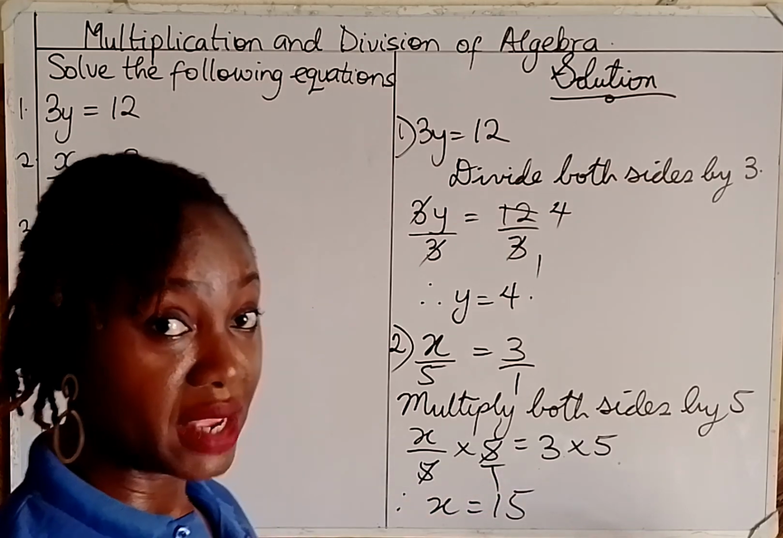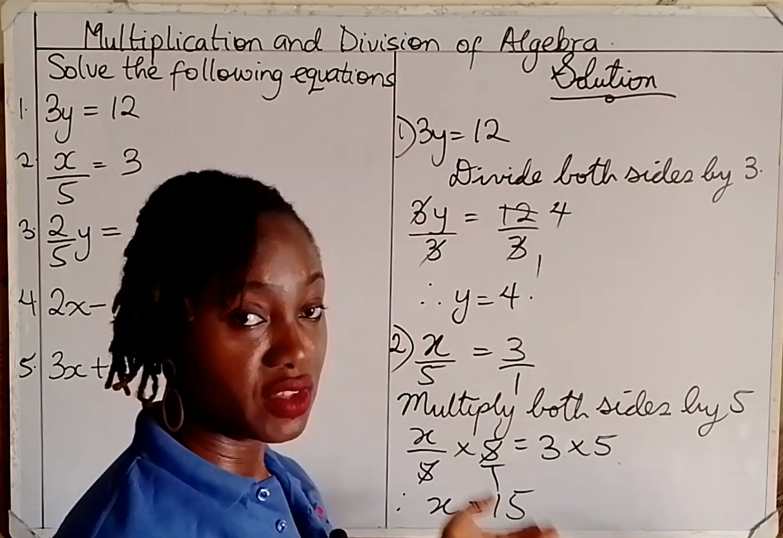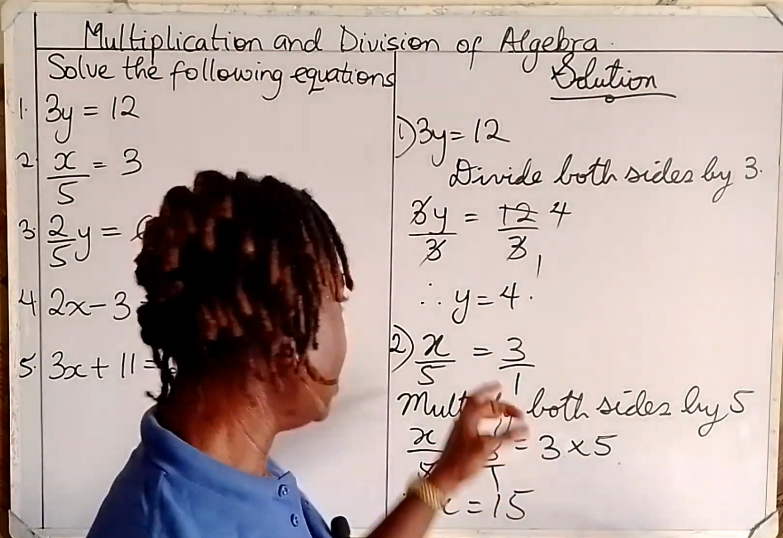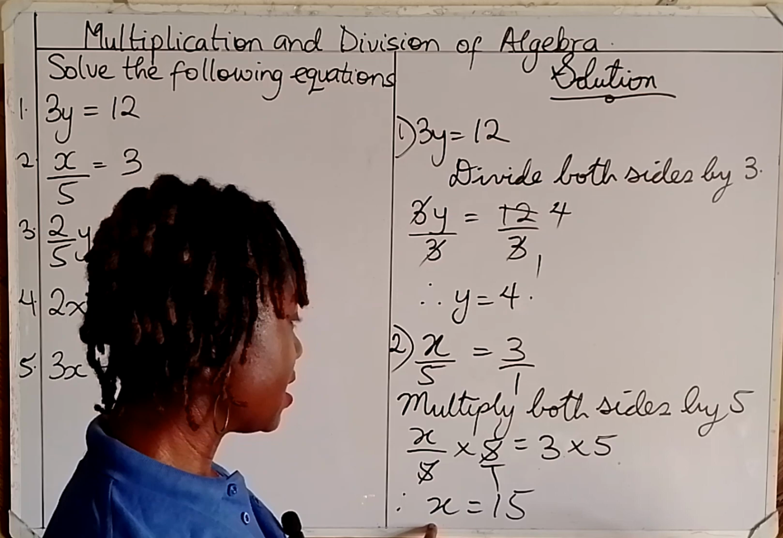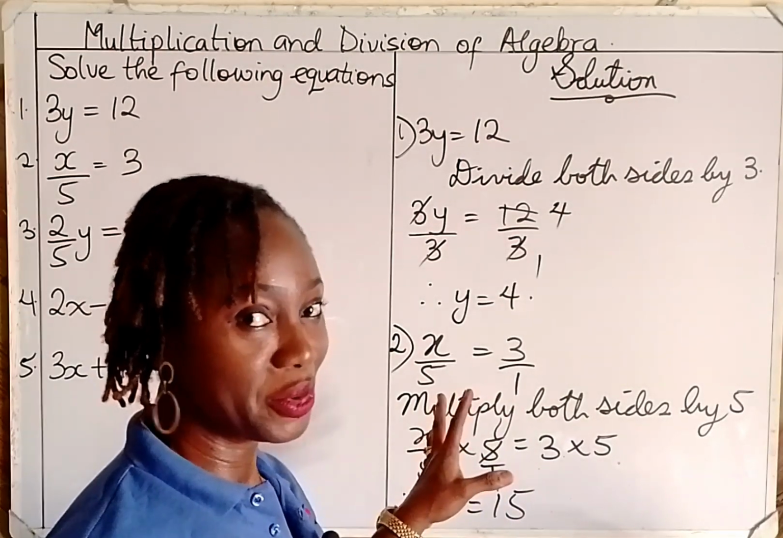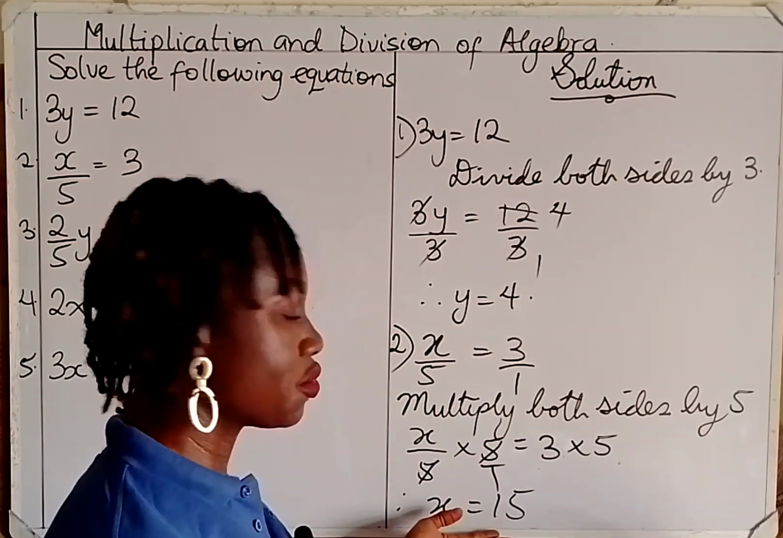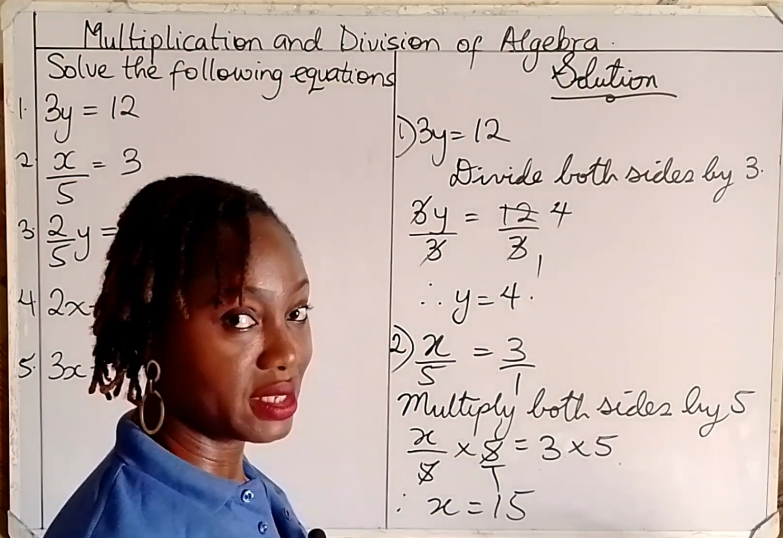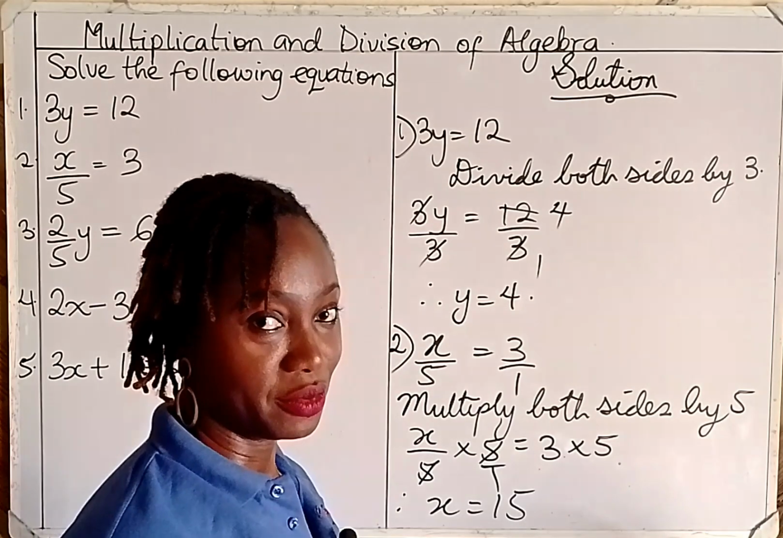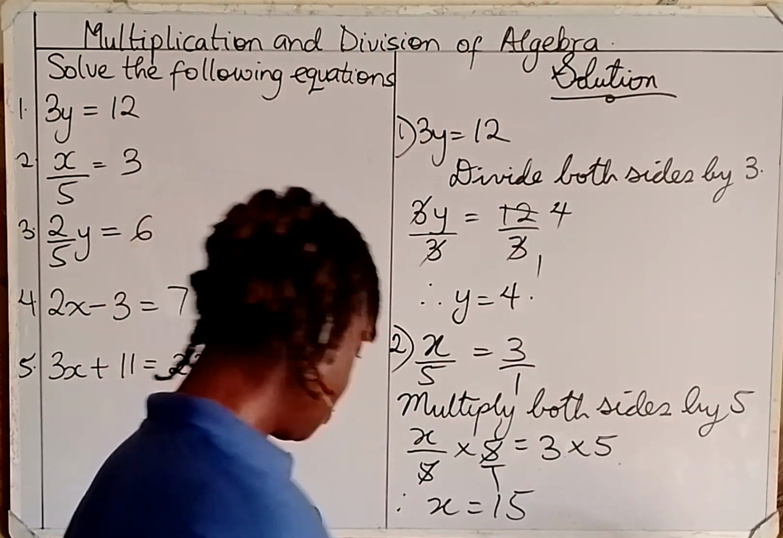We also have another method to solve this, which is the cross multiplication method. There you could have simply said x times 1 equals x, then 5 times 3 equals 15. Simple, instead of going through this process. So we have two methods, and the shortest is the cross multiplication method. Now let's go to question 3.